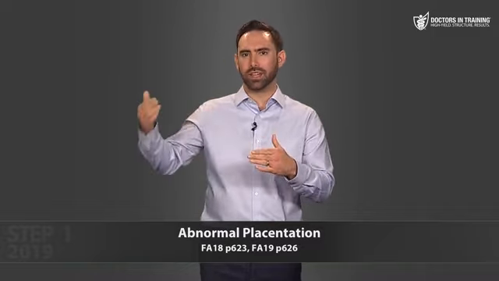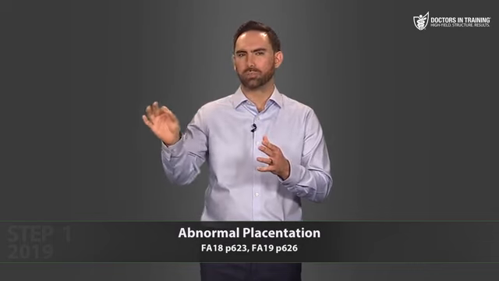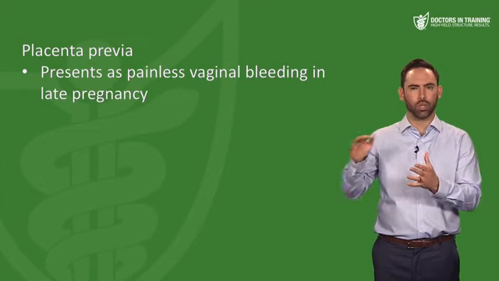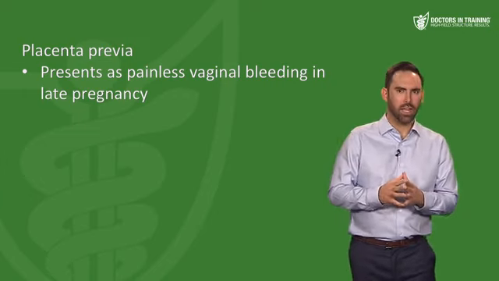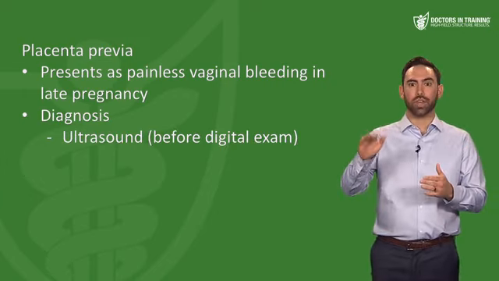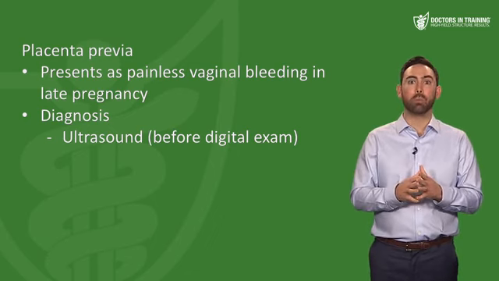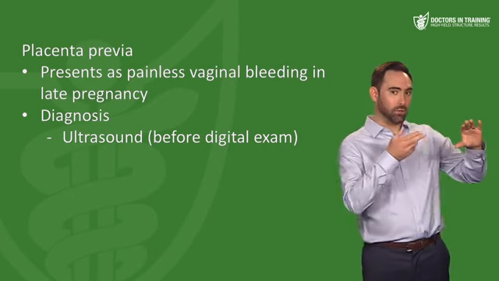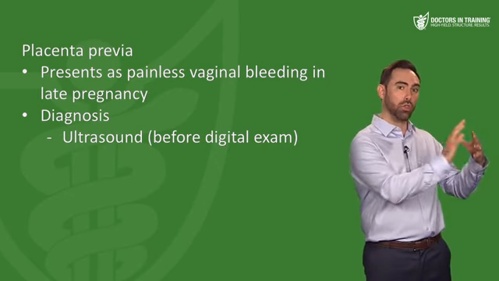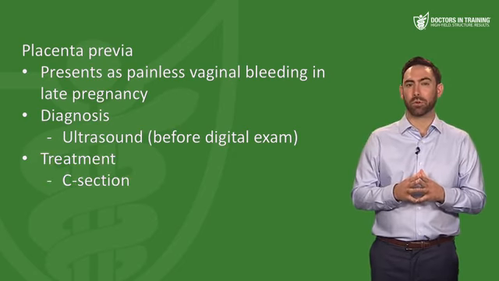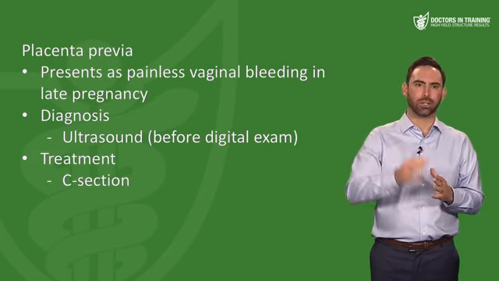And this is because it's thought that scarring from the C-section keeps the placenta from implanting in a normal location. As the pregnancy progresses, changes in the cervix and the lower uterine segment will cause the placenta to detach in small spots. So these patients present with painless vaginal bleeding, usually in the second half of pregnancy. And then you would get an ultrasound to make the diagnosis. One important point is that you have to get the ultrasound before you do a digital exam, because if you accidentally stick your finger through a placenta previa, you'll cause a massive hemorrhage. The treatment for a bleeding previa is a C-section.